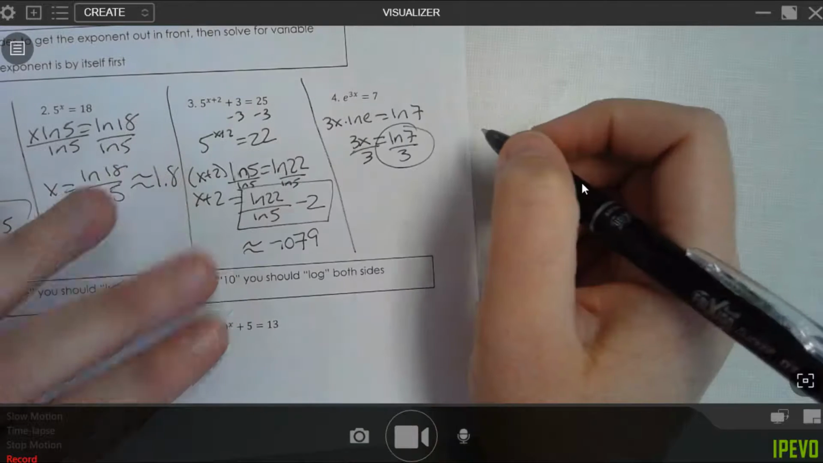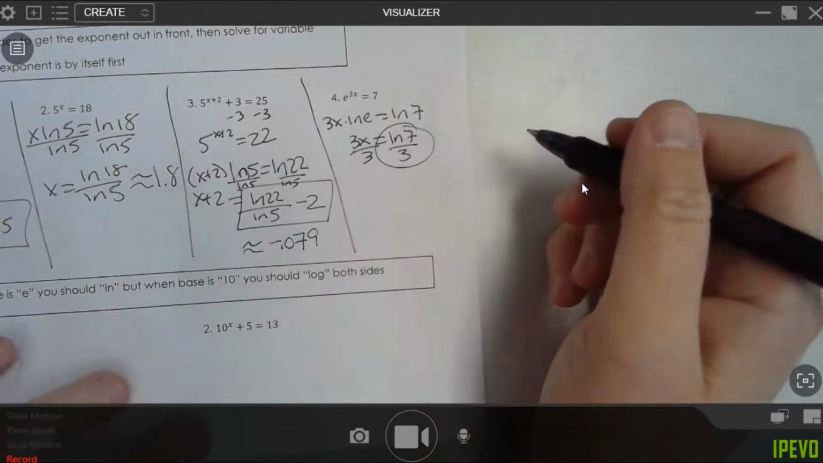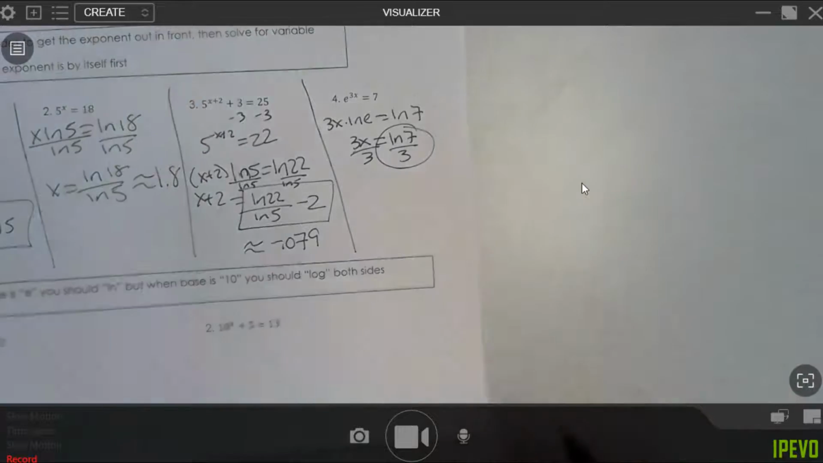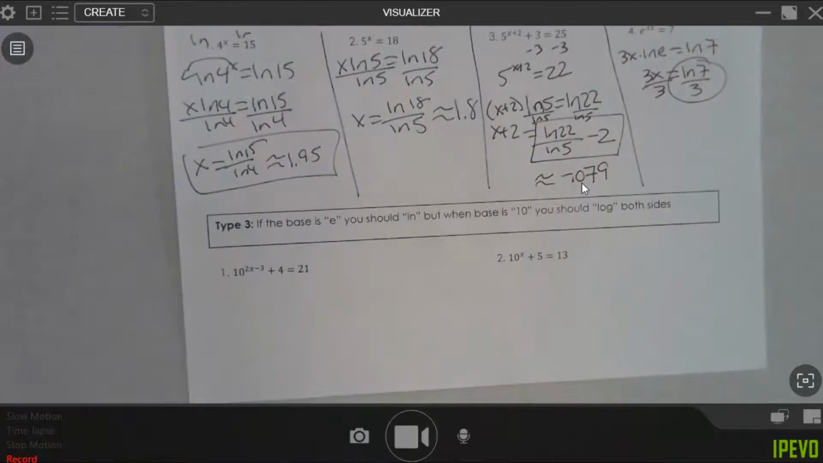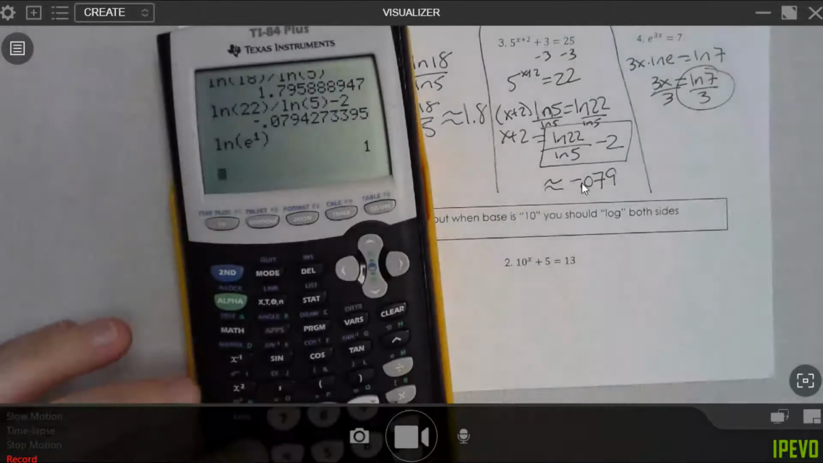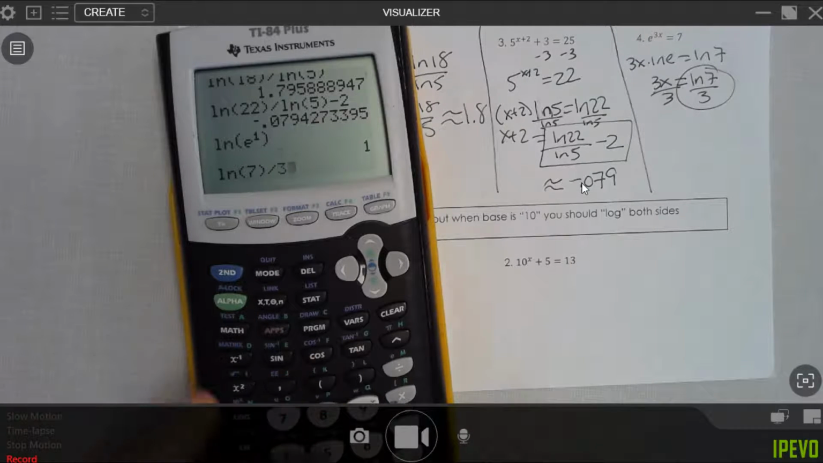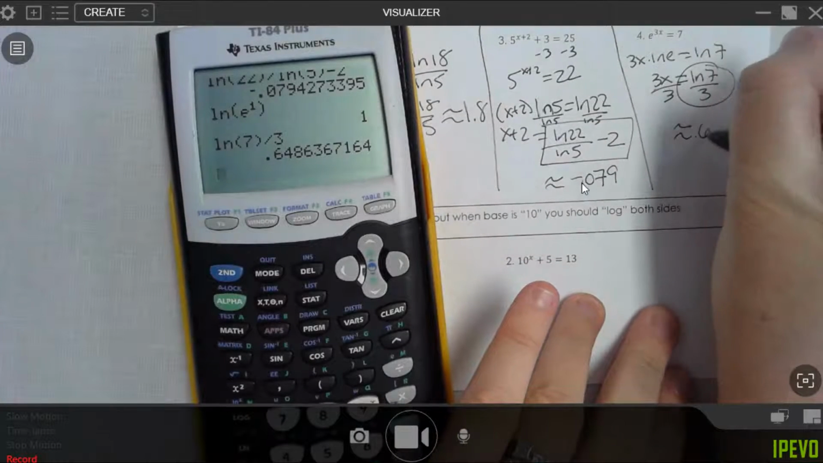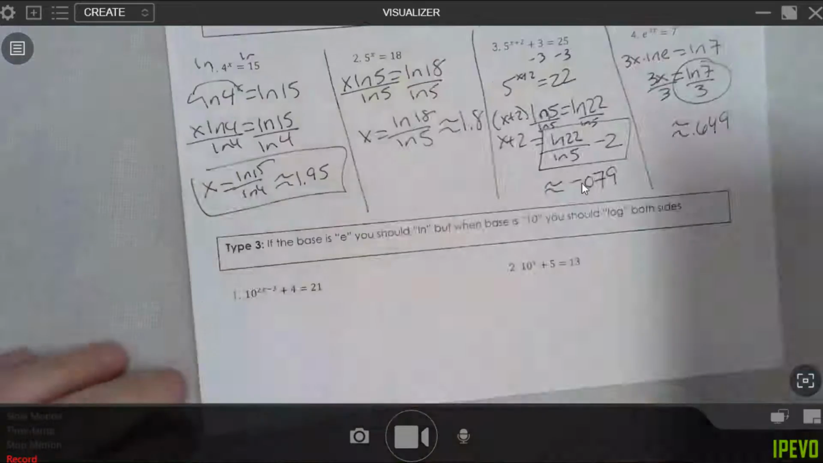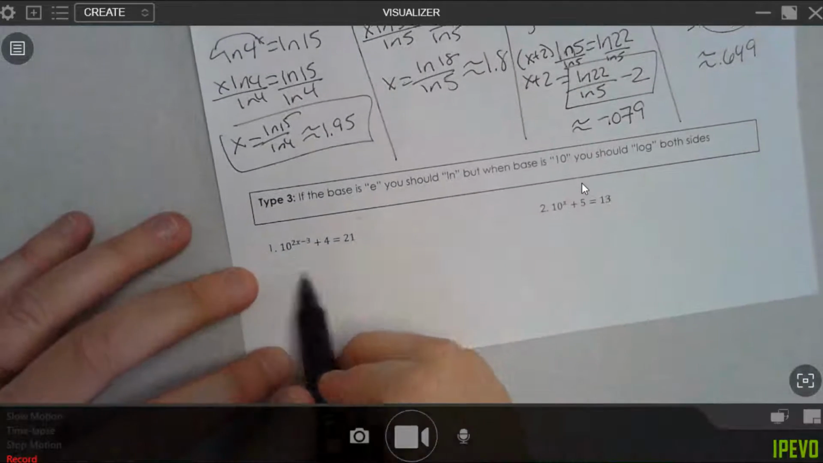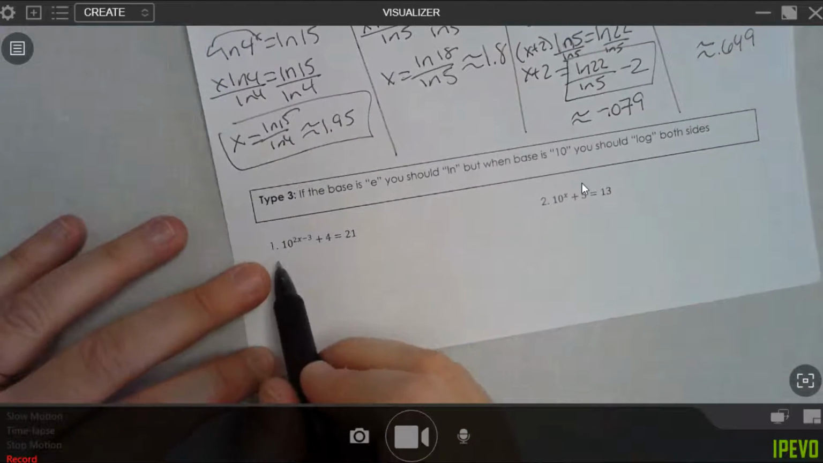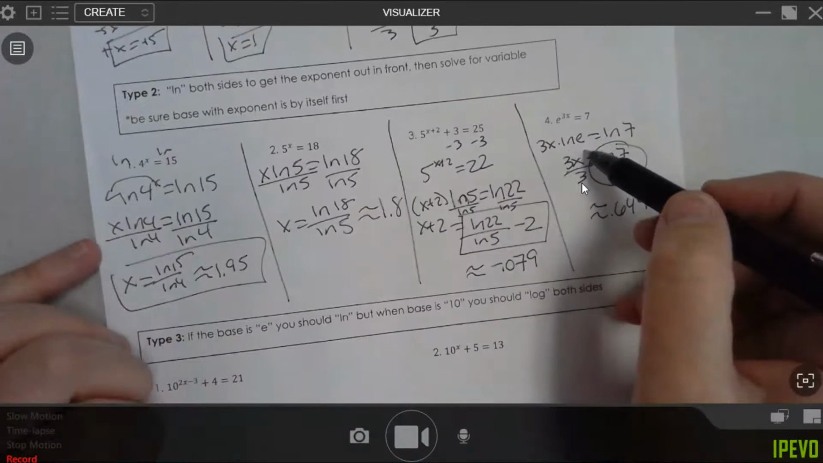If you forget, you can put divide by natural log of e. It just will never be written that way on a standardized test or something. If you wanted the decimal answer of that, it would be about 0.649.